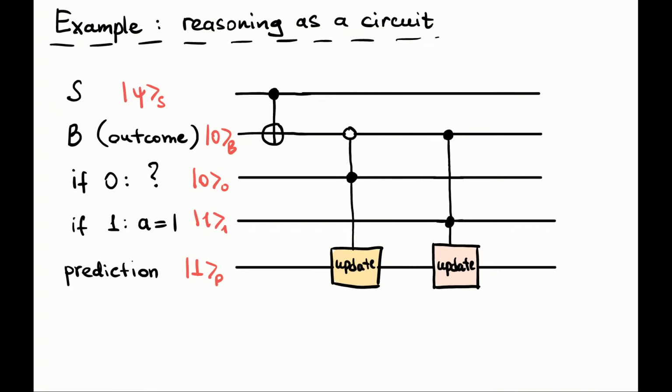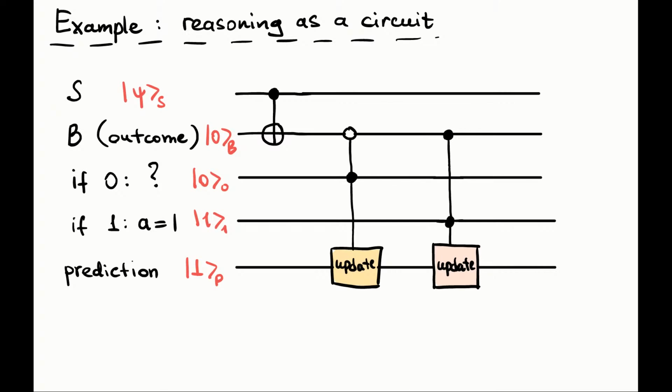So we do it in the following way. Here we have the system S that Bob is measuring. Then we have a qubit B where Bob knows his outcome. And then we have two instruction qubits. In this case, it's only two because Bob can only have two outcomes, and he only has to reason about Alice.